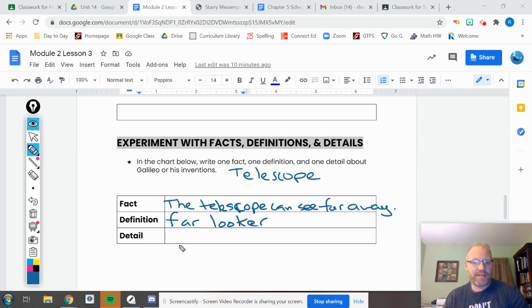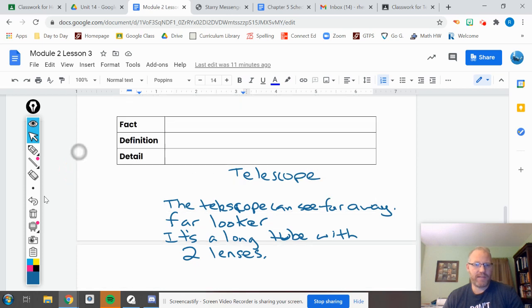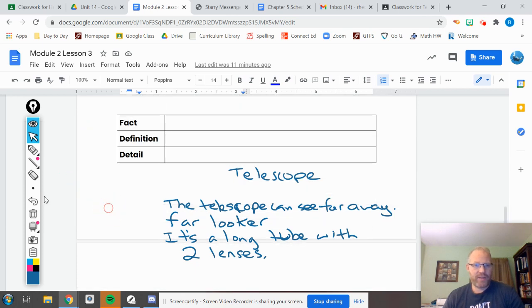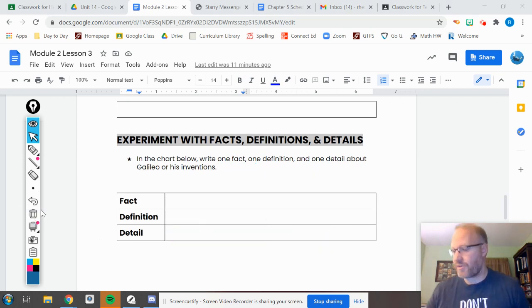And what's a detail about the telescope? Maybe you saw it in the book. It's a long tube with two lenses. Maybe you could even say that it's on a stand, because in the picture we saw that it was on a stand. And that is it for our ELA lesson today. We have a fact, we have a definition and a detail, and we've read The Starry Messenger.